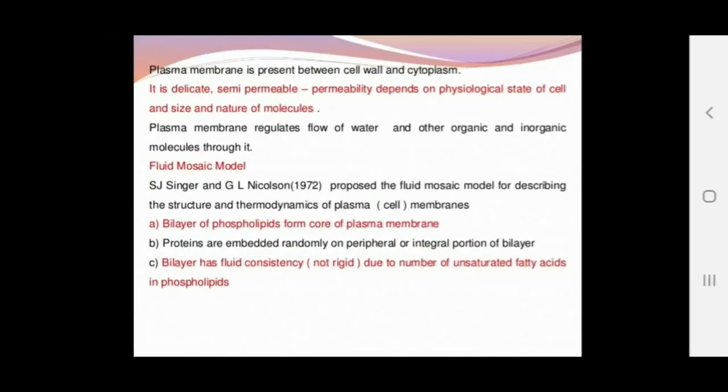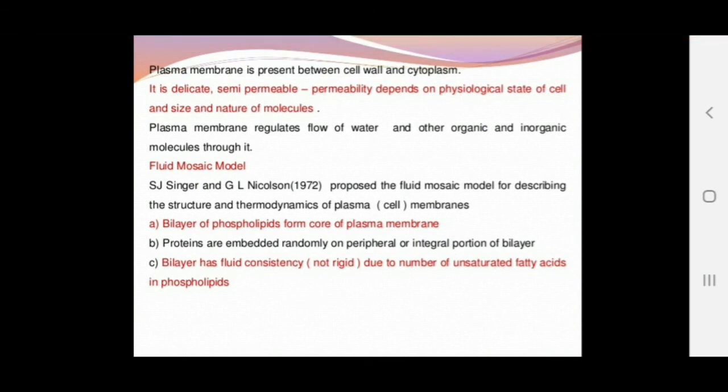Okay. The plasma membrane is present between the cell wall and the cytoplasm. In the case of the plant cell, it is present between the cell wall and cytoplasm. But in the animal cell, it is the outermost covering, enclosing the cytoplasm of the cell. Clear? It is delicate and semi-permeable, and permeability depends upon the physiological state of the cell and the size and nature of molecules. The plasma membrane regulates the flow of water and other organic and inorganic molecules through it. This plasma membrane is selectively permeable. We have seen its semi-permeable or selectively permeable nature.